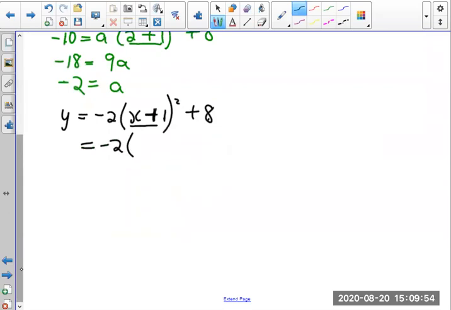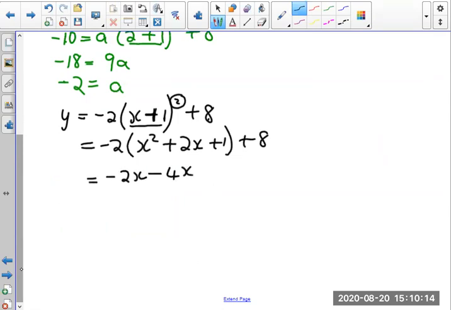Now remember, a 2-term squared gives you a 3-term for an answer. You must expand and FOIL. So that will give you x squared plus 2x plus 1 plus 8. Multiply in minus 2x squared minus 4x minus 2 plus 8. So it's minus 2x squared minus 4x plus 6.